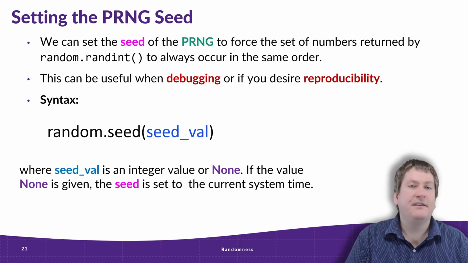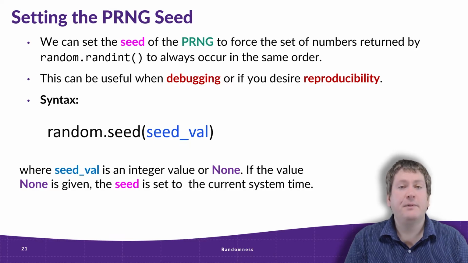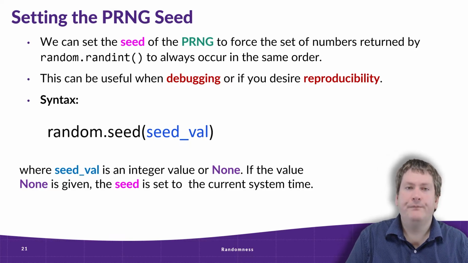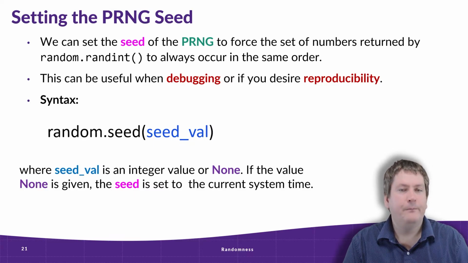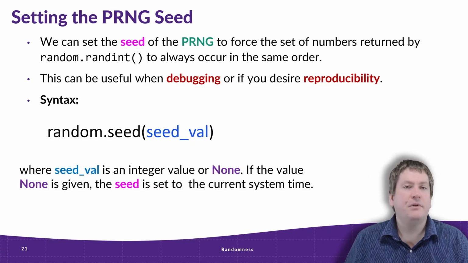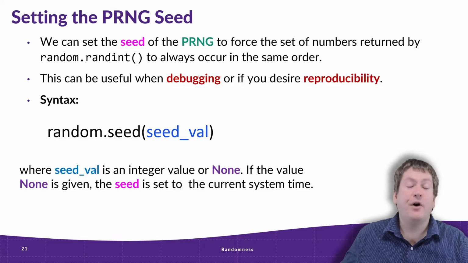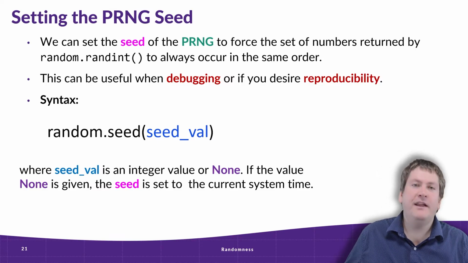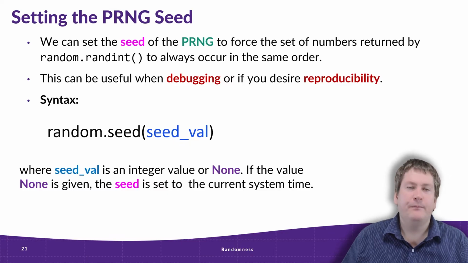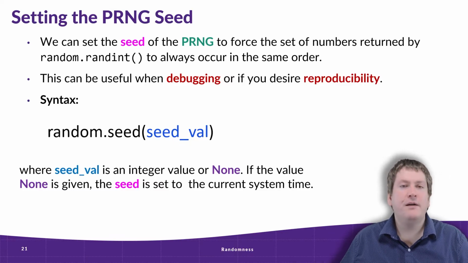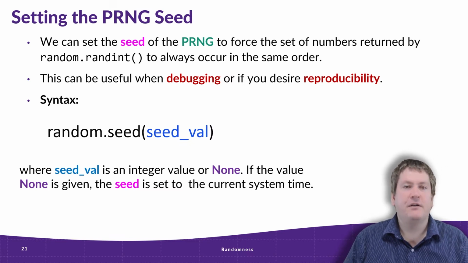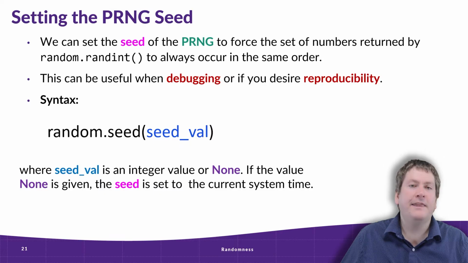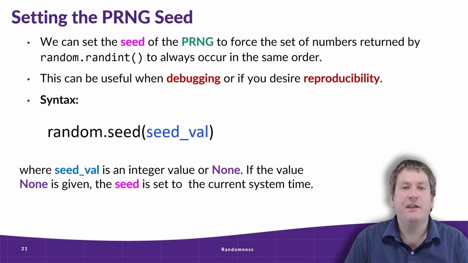And we simply pass it a seed value. The seed value is going to be an integer value or none. If the value none is given, then the seed is set to the current system time. That's important because the current system time is useful because it's a number that's always changing. So every second, you're going to get a different seed value, which means every time you run that program, the seed's going to be different, and that means you get a different series of random numbers. But we could override that and give it a constant value that's always going to be the same. Let's see what that would look like.